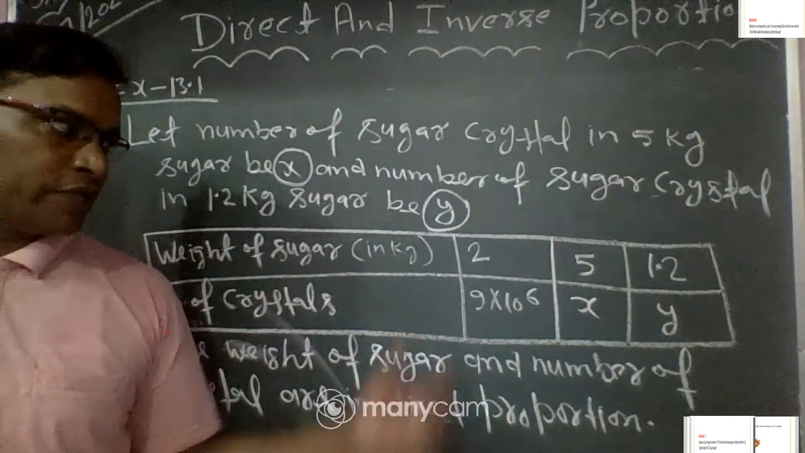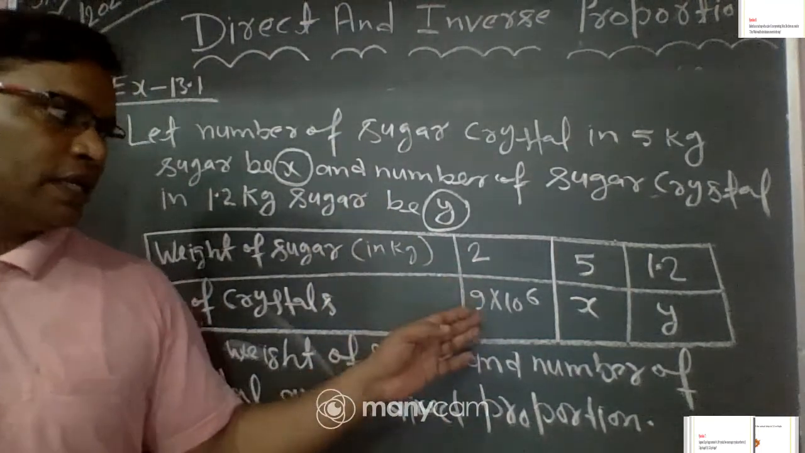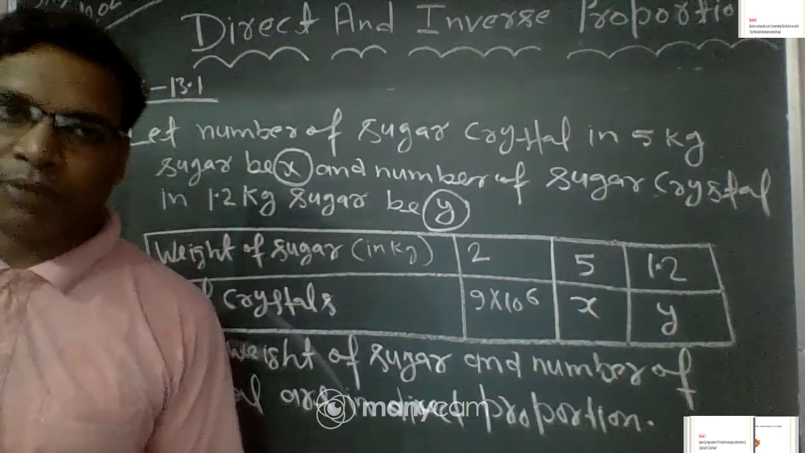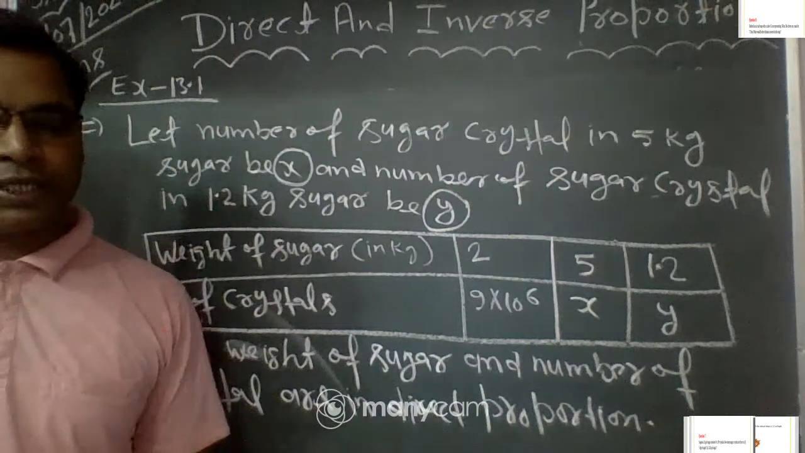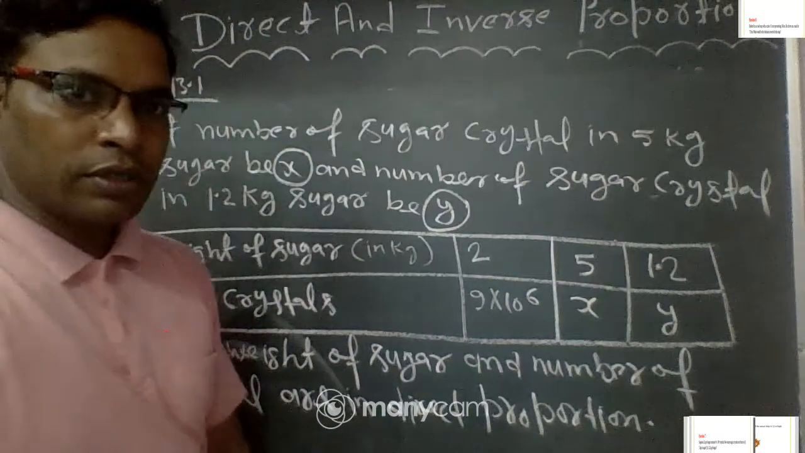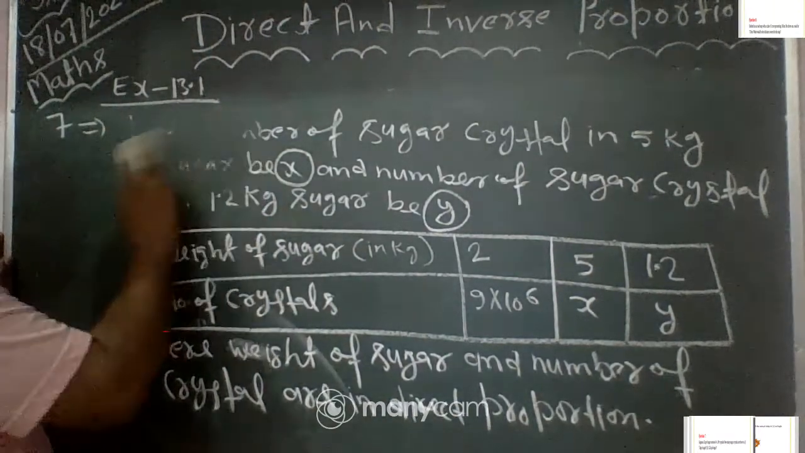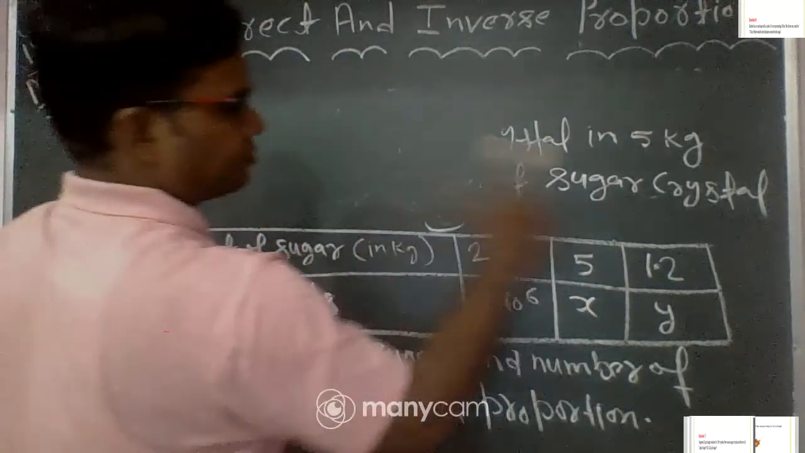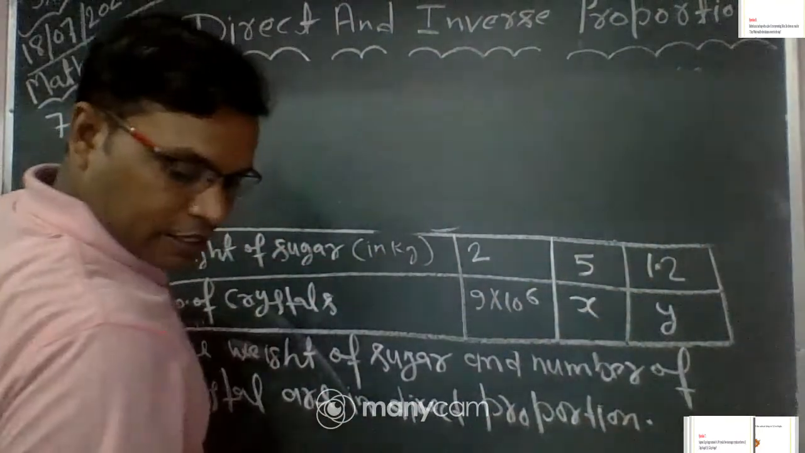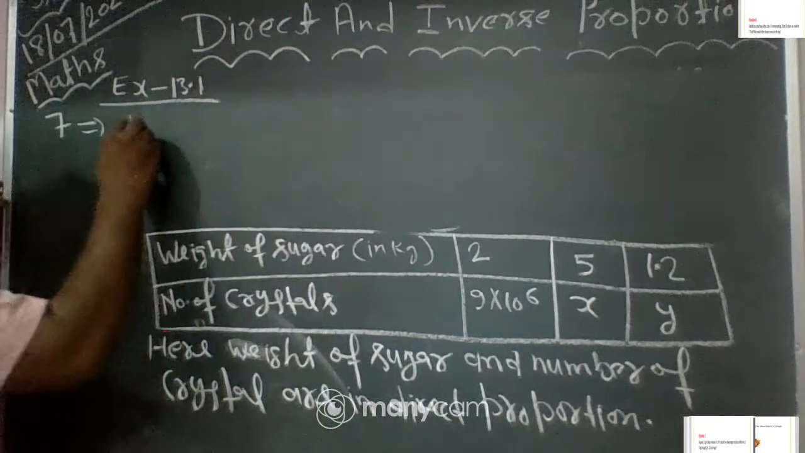So if both are in direct proportion, their ratio is constant. It means that 2 by 9 into 10 power 6 is equal to 5 by x is equal to 1.2 by y. They are equal because this is a direct proportion. In direct proportion, the ratio is constant. Okay, so we erase this. First we solve for the number of crystals in 5 kg of sugar. This is the first part.